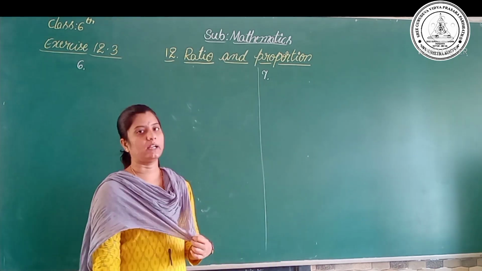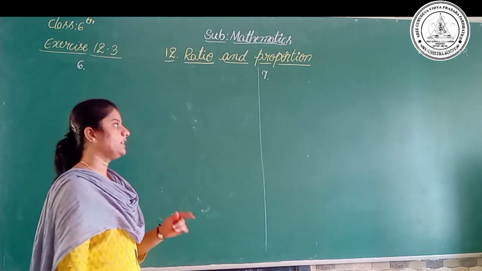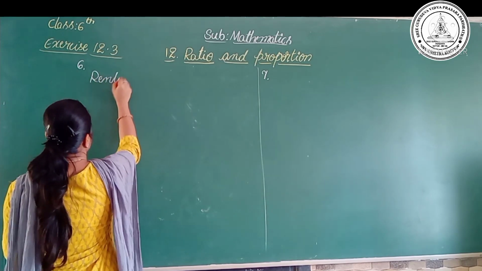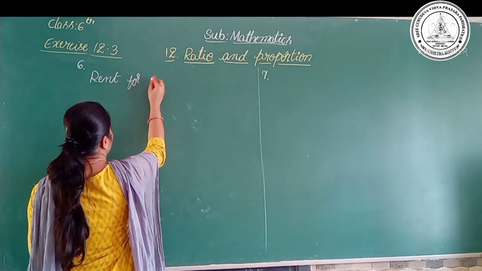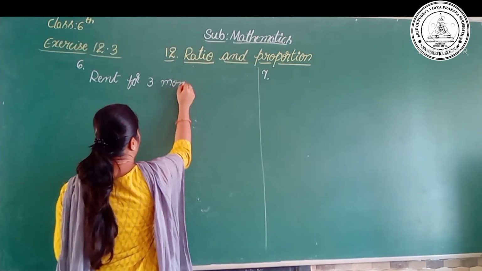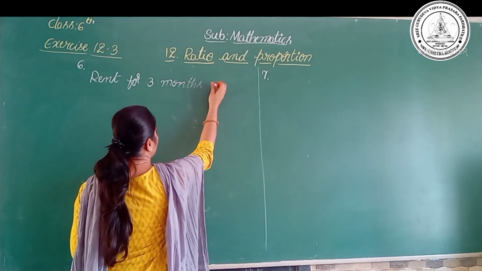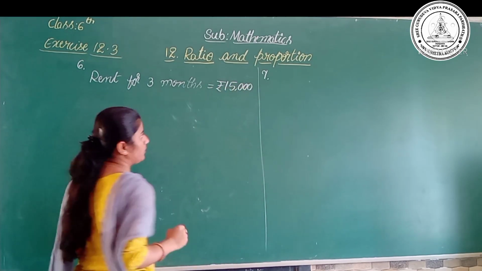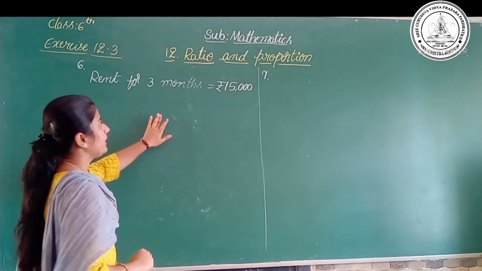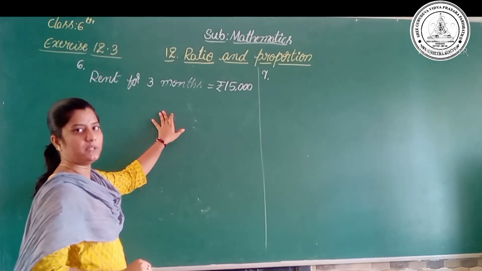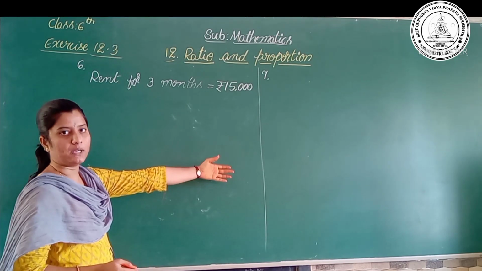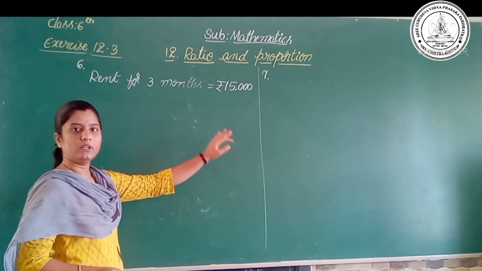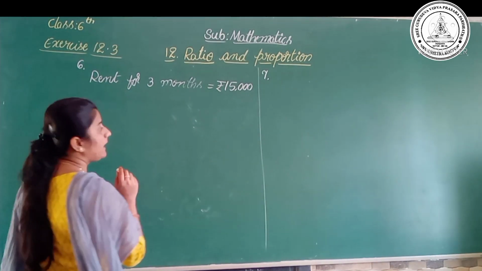So first we have to write down what is given. Here the given is rent for 3 months. What is the rent for 3 months? They are given rupees 15,000. Okay, and we can find it out based on the unitary method. First we can find out for 1 month, or else we can also find out directly the amount she has to pay for 12 months. Yes, here I will do it directly.